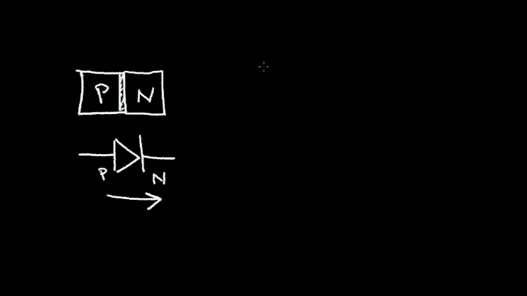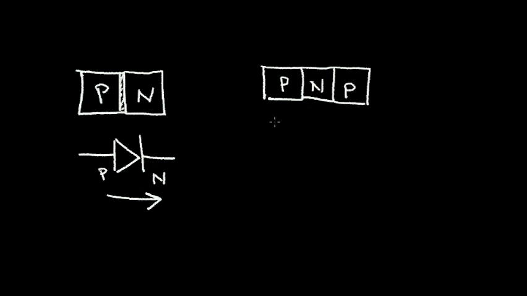Now, if we take a PN region, say this is the P region, this is the N region, and we add another P region, we get a bipolar transistor. That's a PNP type transistor, and this is the symbol for it. This is called the emitter, base, collector. This part of the P region would be the emitter, this part would be the base, and this would be the collector.